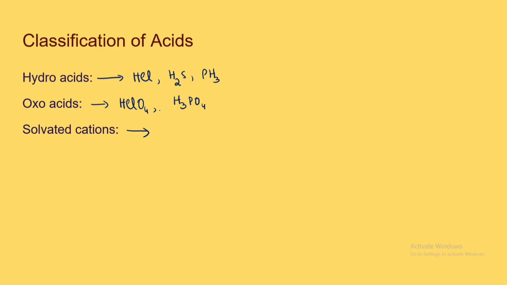Again, solvated cations can also act as acids. For example, NH4+ or [Al(H2O)6]3+, this complex with a 3+ charge. So these are a few examples.